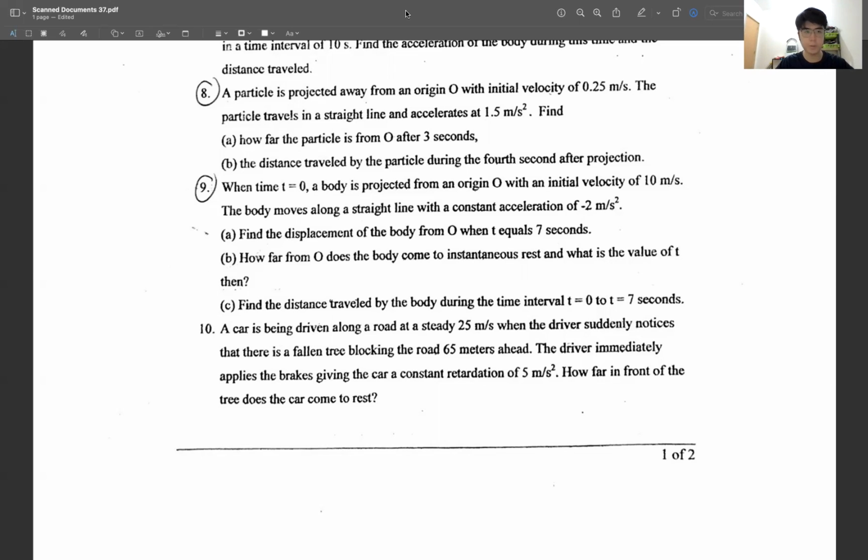Okay, let's look at the solution before we end the lessons. Question 8 first.